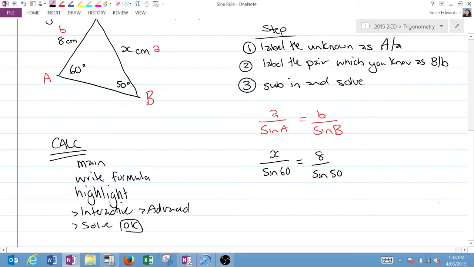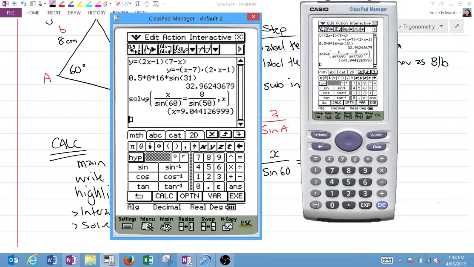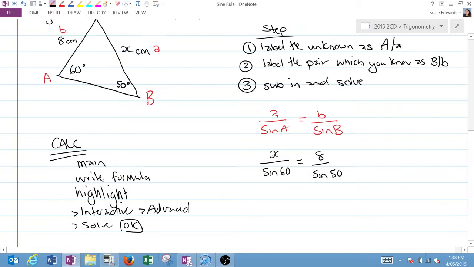Now, you must highlight the bit on the left here, not your answer after you press execute. You highlight the things on the left. Interactive, Advanced, Solve.